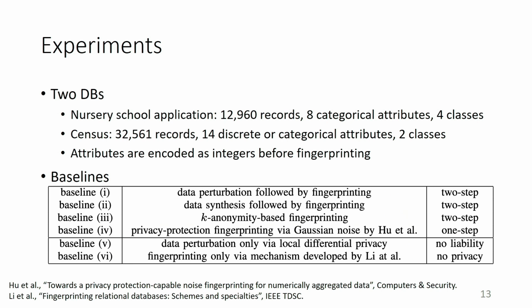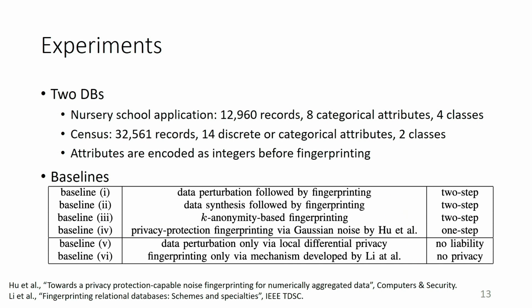And to insert the fingerprint, we will first encode all these discrete or categorical attributes into integers. And in the paper, we compare with 6 baselines. The first is data perturbation using LDP, followed by fingerprinting. So this is the sequential method: first using local differential privacy, and then on top of that, injecting a fingerprint. The second one is differentially-private database synthesization, followed by fingerprinting. The third one is a k-anonymity-based scheme to protect privacy, and then adding a fingerprint.